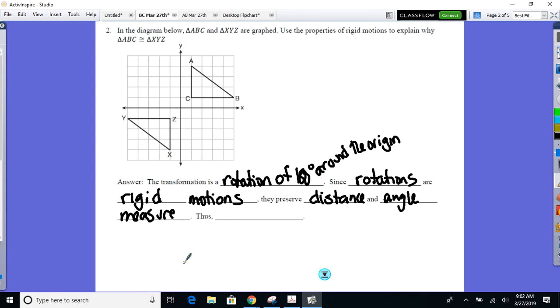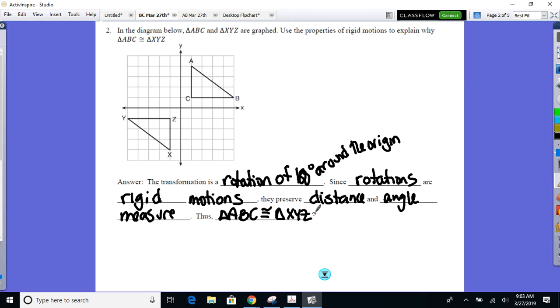Sure, because of this. Anybody else? Fancy word here I could put in? I'll go with it, hither. Somebody else in my other class said subsequently. Yeah, yep. So anyone you want there, all right, when you get to write your own with no blanks. So thus, triangle ABC is congruent to triangle XYZ.